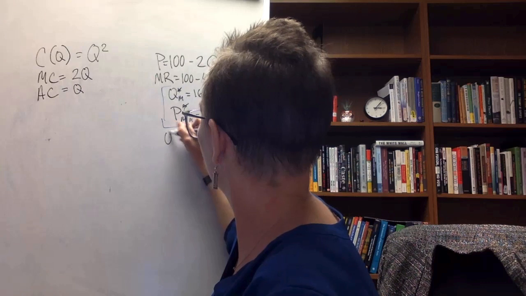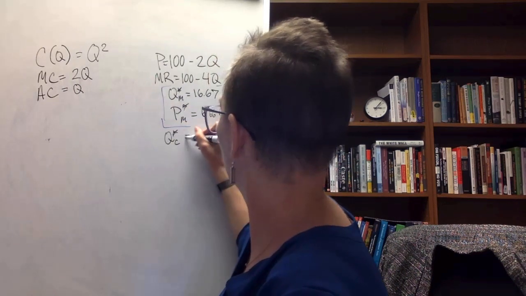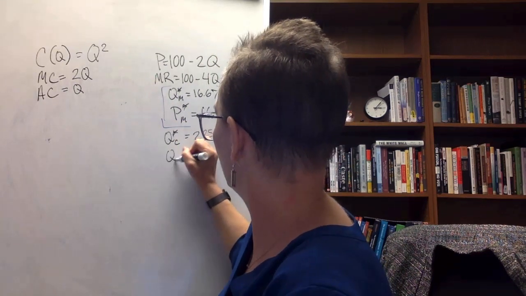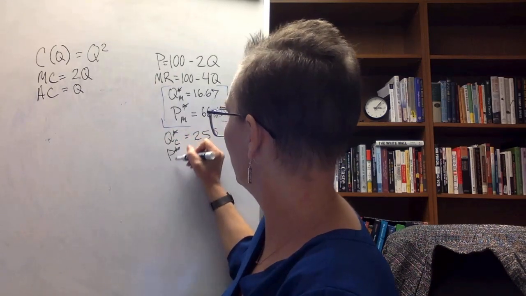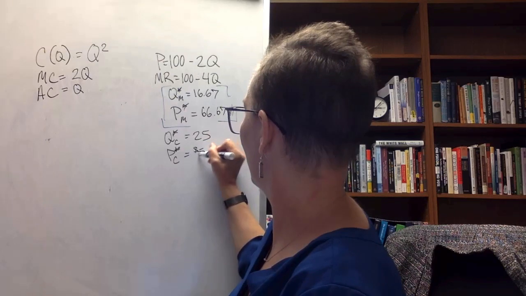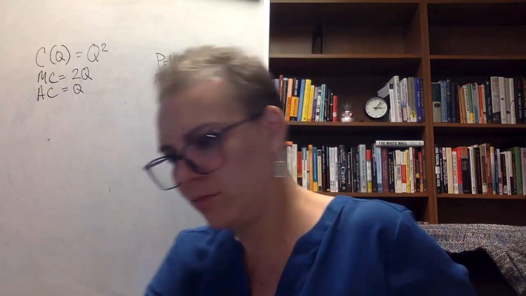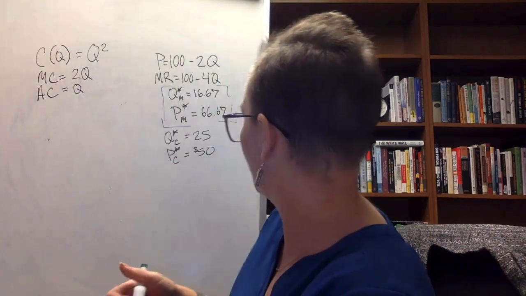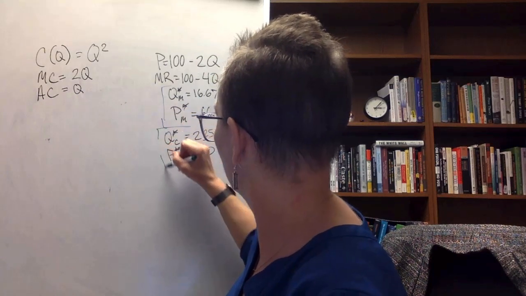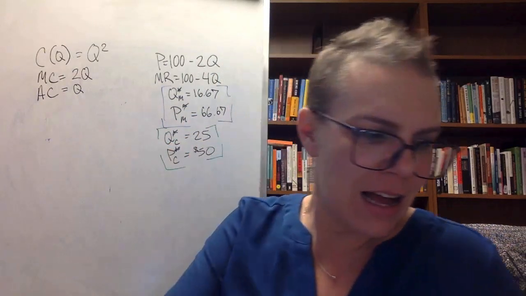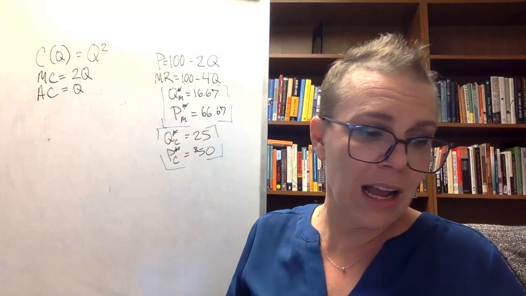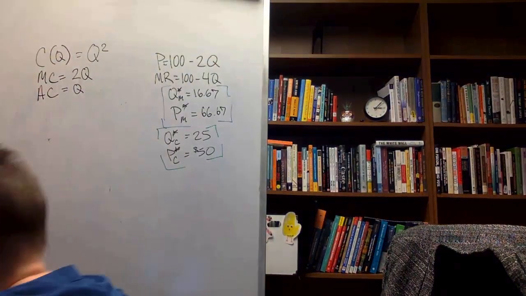So now we have Q star for the competitive market is 25, and P star for the competitive market is $50. Okay. As my dad would say, now we're cooking with gas. I want to graph it because I feel like it is useful.